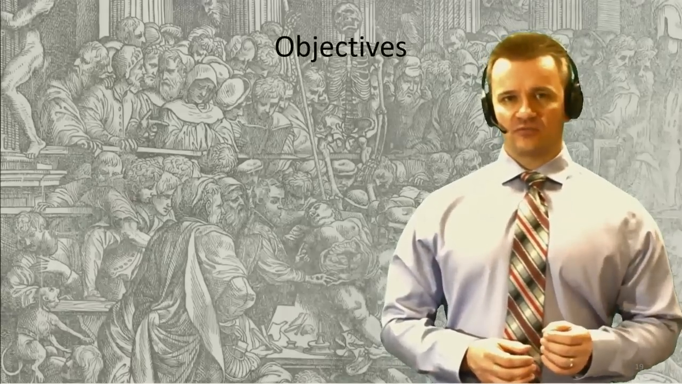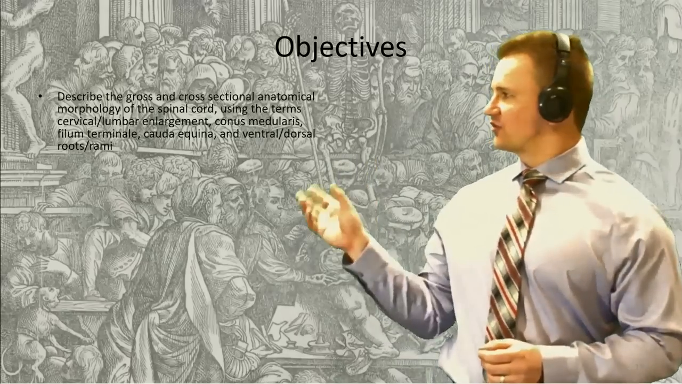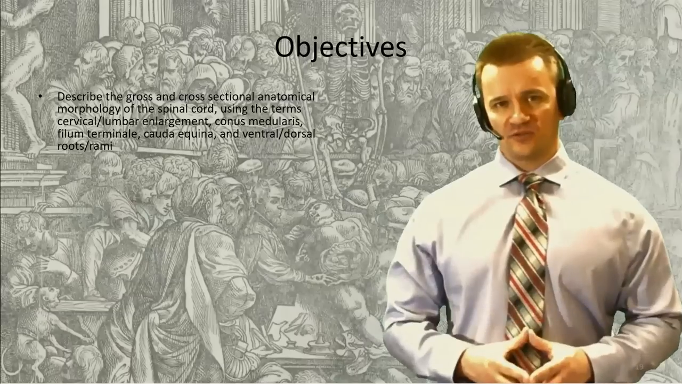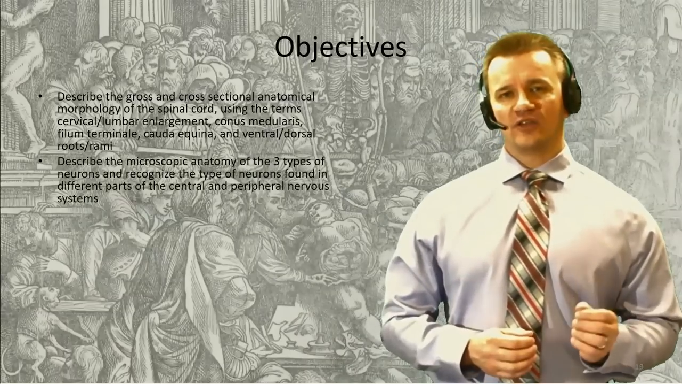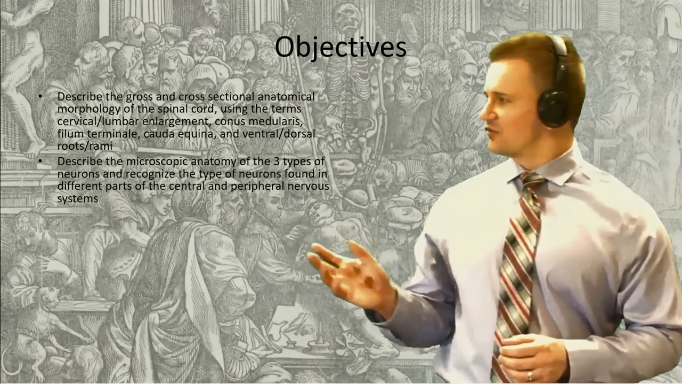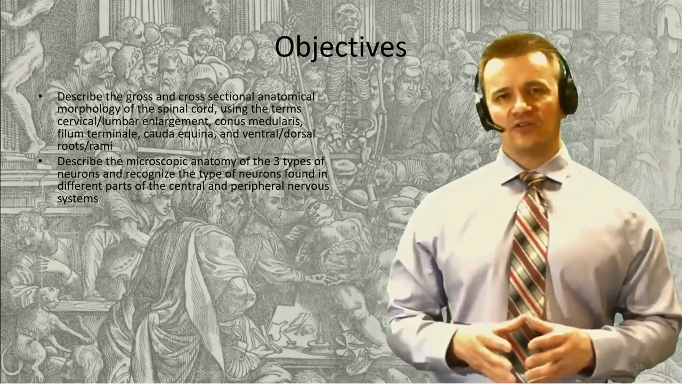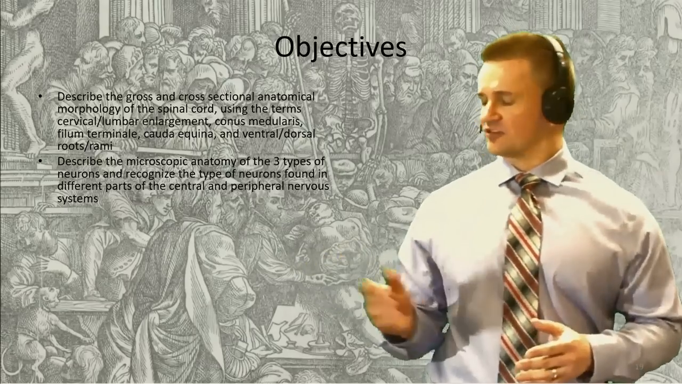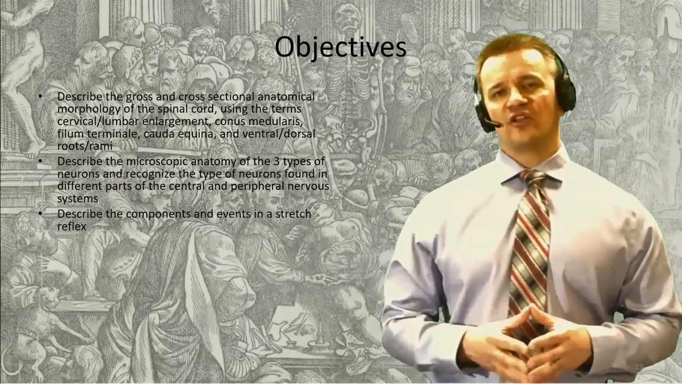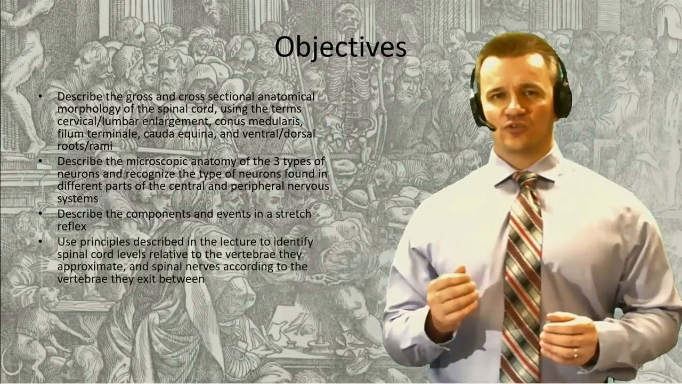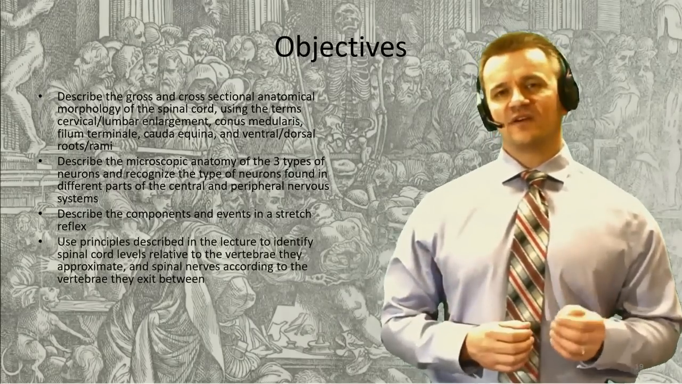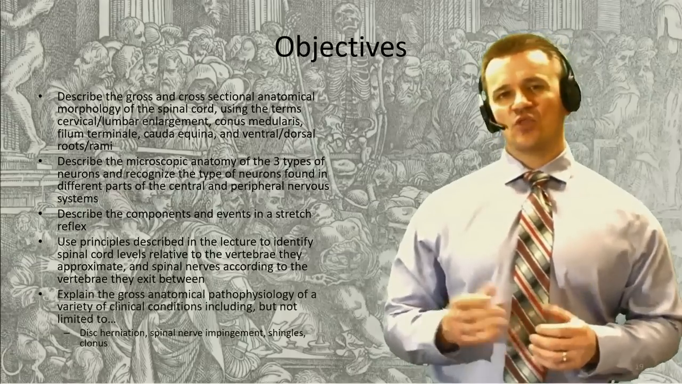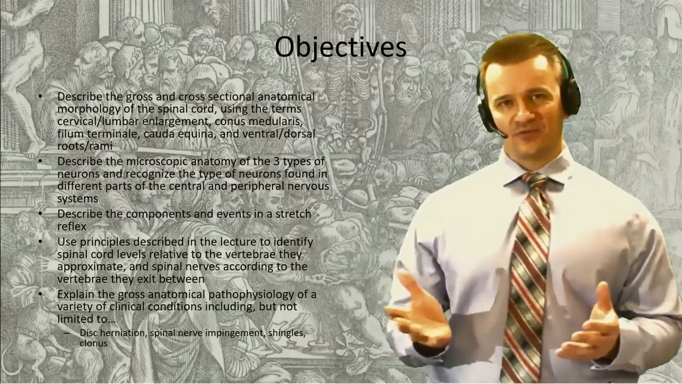Objectives for this session. We're going to be looking at the general structure of the spinal cord from both a gross macroscopic and cross-sectional perspective. We'll also take a closer look at the microanatomy of the different types of neuronal cells and combine our knowledge of the macroscopic and microscopic anatomy to explore the stretch reflex. We'll introduce you to a style of nomenclature similar to what we use for naming the vertebrae to identify the regions of the spinal cord and the spinal nerves. And finally, we'll throw in some clinical perspectives for good measure.